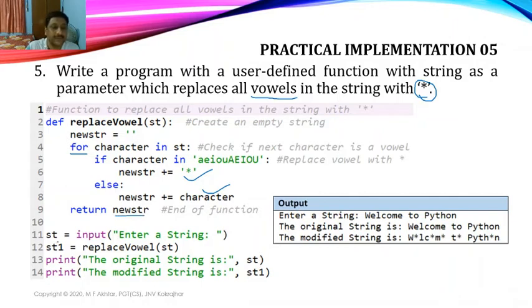Here we are calling the function. This is the main function. The program will start from here. It will first ask you to enter a string, then this replace vowel function will be called with that string, and then do the calculation. Then the new string will be returned, and that string will be stored in st1. The original string is displayed here, and the modified string is displayed here.